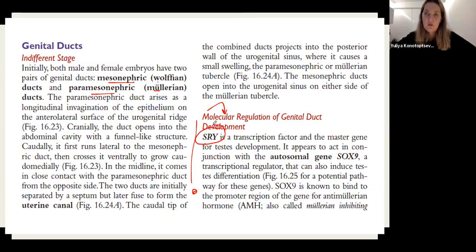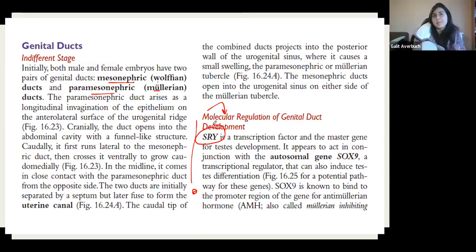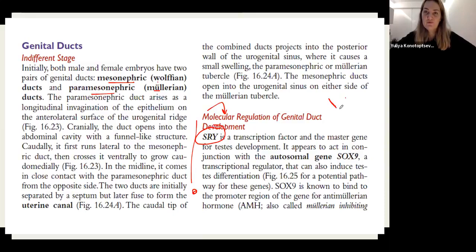Y chromosome. Be a bit more specific. The upper part of the Y chromosome. The short arm of the Y chromosome. So this is the Y chromosome. The short arm of the Y chromosome will have SRY. SRY will be working together with SOX9. So SOX9 is also some kind of autosomal gene, which is going to be present in the cells of the testis, and SRY and SOX9, they work together.